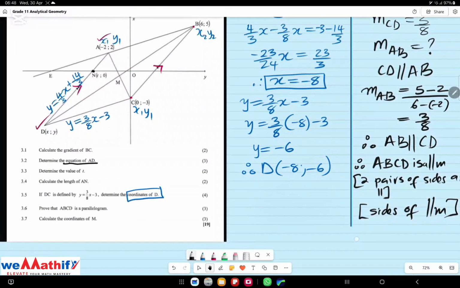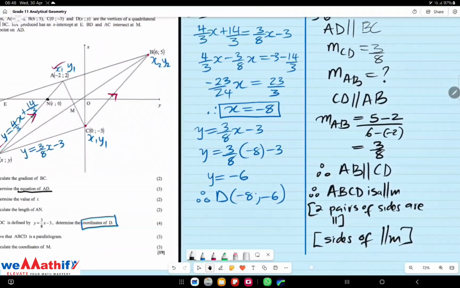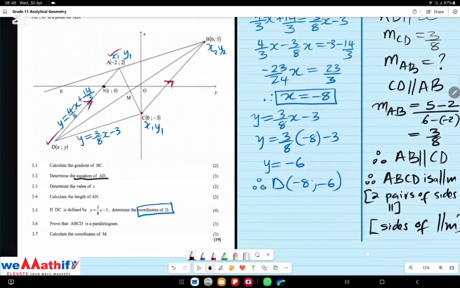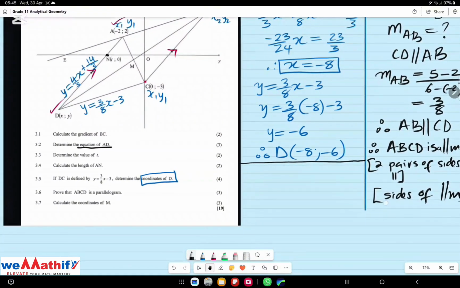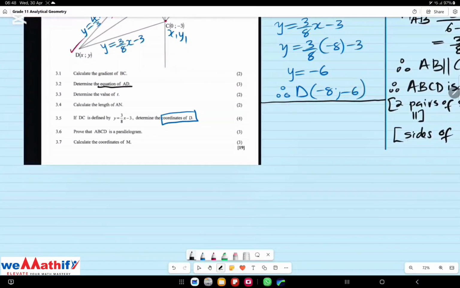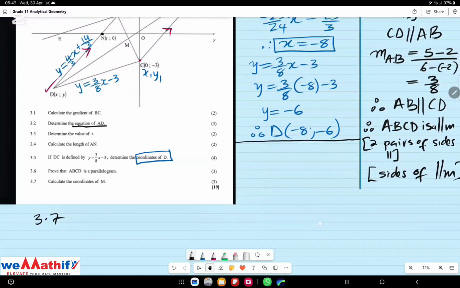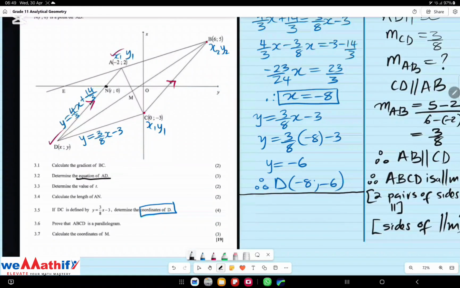Okay, so there are other ways to prove that the shape is a parallelogram. You just need to check on the properties of a parallelogram from your grade 10 work. Now let's look at the last question, 3.7. Calculate the coordinates of M. So let's look for M. There is M there. And M seems to be at the point of intersection of the diagonals of this shape.